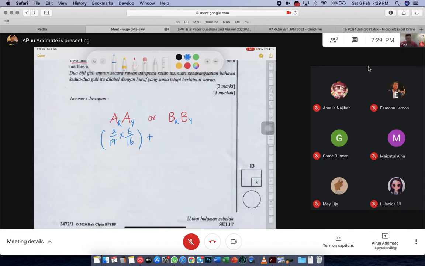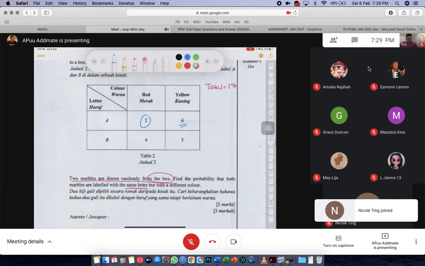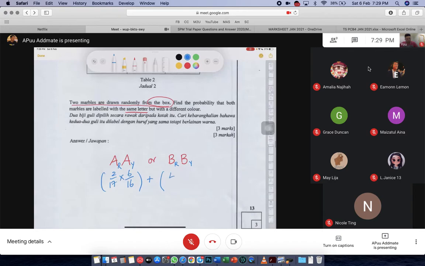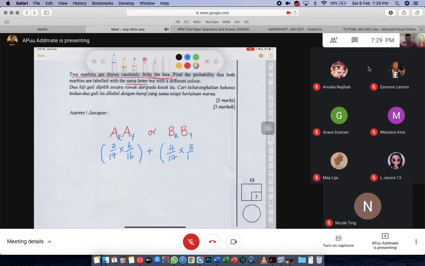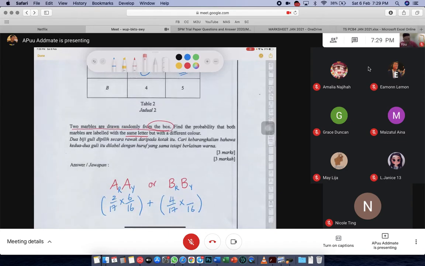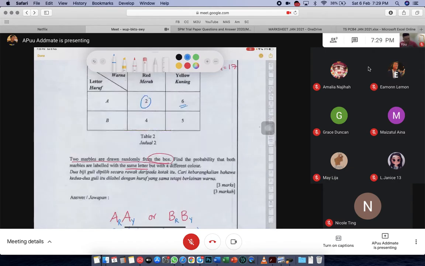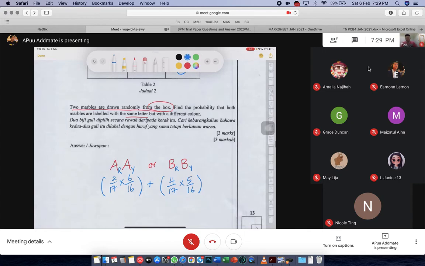Okay? So at the back here, the B on red. B that is red is 4. 4/17. And then times, B that is yellow is 3. So 3 over should be 16 also. 5, sorry. 5/16. So here 5/16. Alright, so what you do next is just put it in your calculator and calculate.